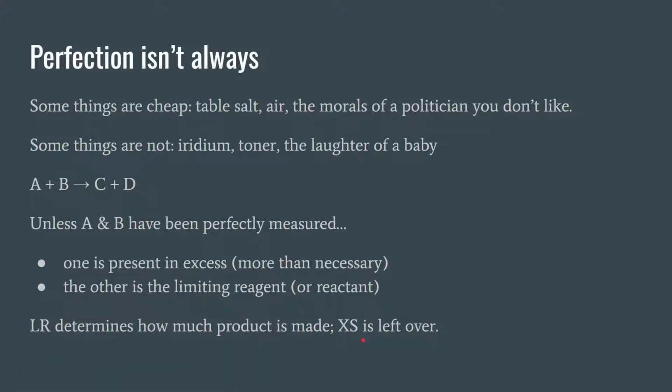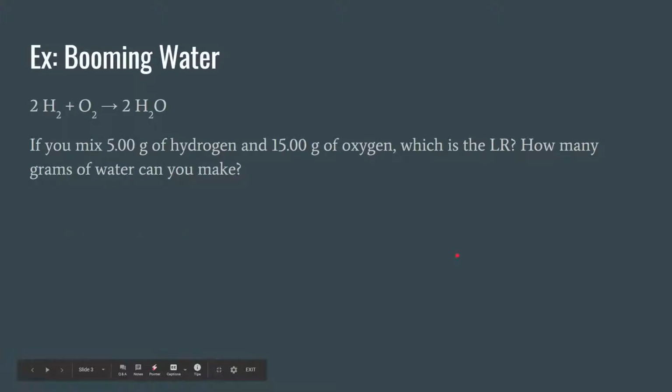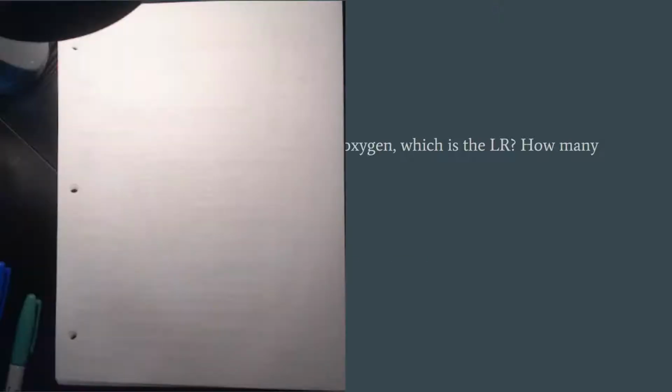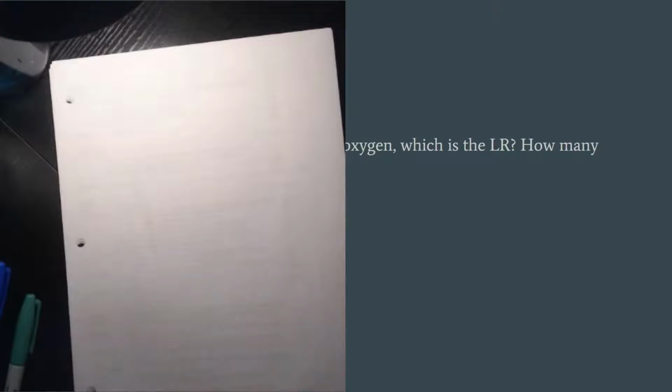Okay. So let's talk about water. If you mix 5 grams of hydrogen and 15 grams of oxygen, which one is the limiting reactant, and how many grams of water can you make? Okay. You cannot judge this based upon the masses. Once again, you always have to convert to moles. There are a couple of different ways you can do this. This is the way I prefer to do it. Let me bring up the paper.